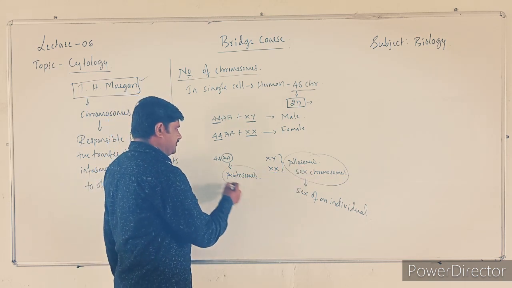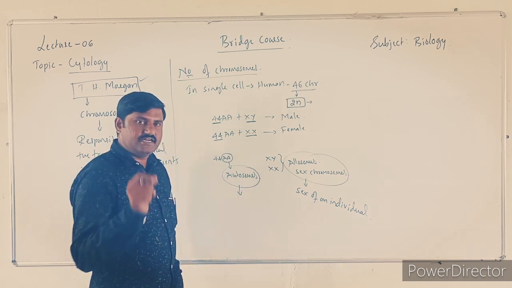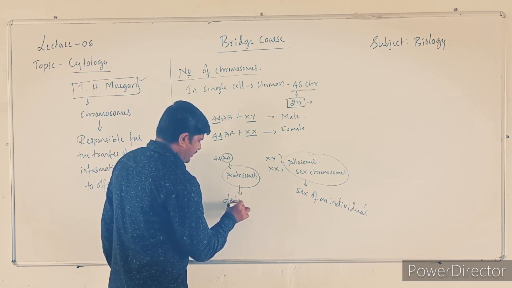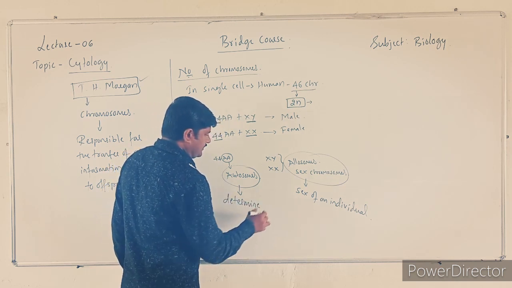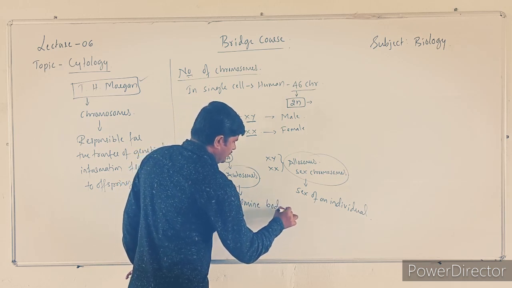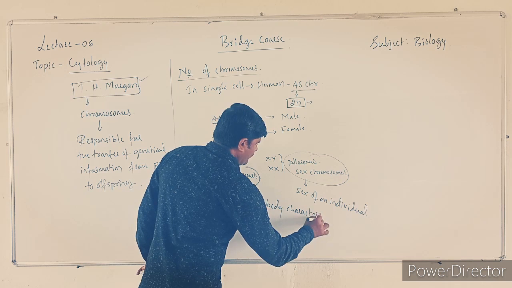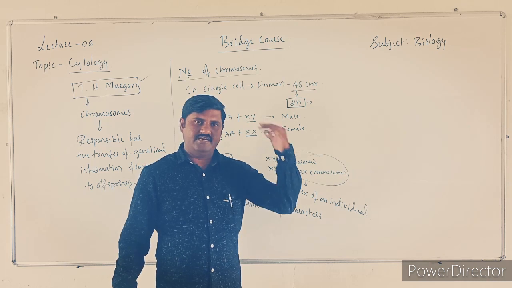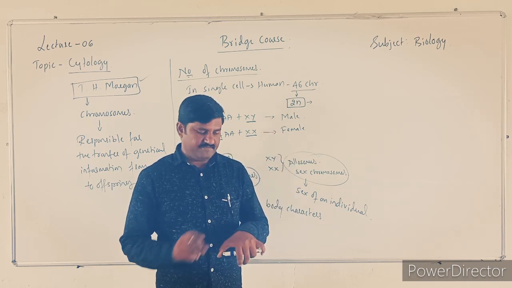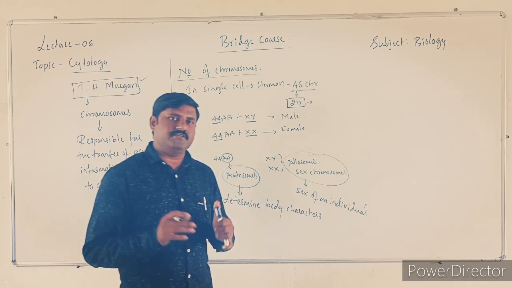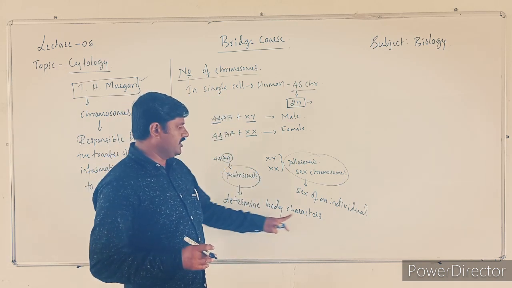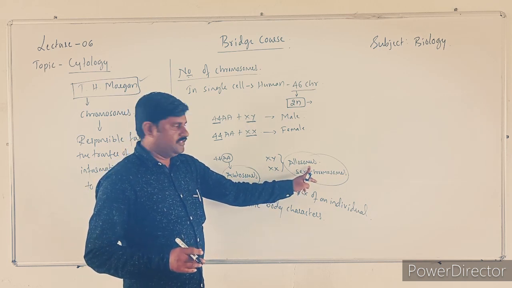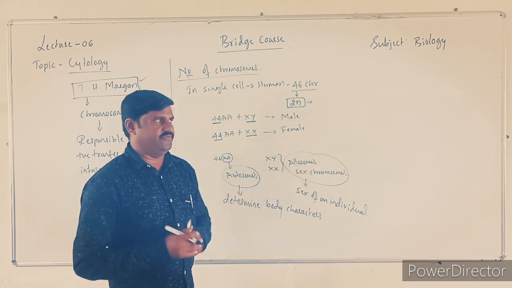And the body characters are determined by autosomes. These decide body characters, for example, the color of the eye as well as the height of the body, the color of the skin. All these characteristic features are decided by these body chromosomes or autosomes, and sex is indicated by allosomes. These are the two types of chromosomes that we come across.